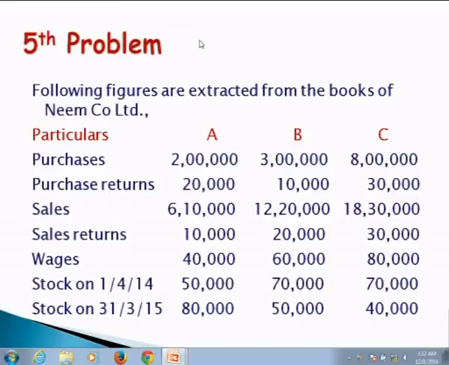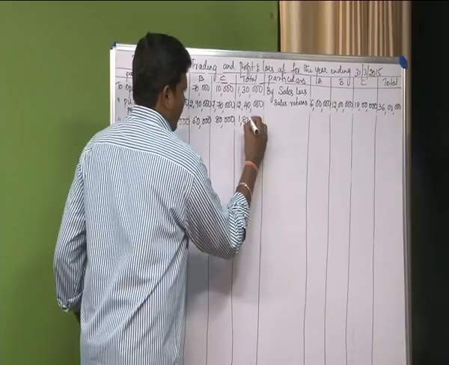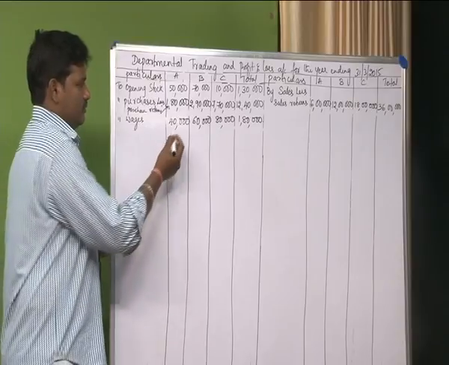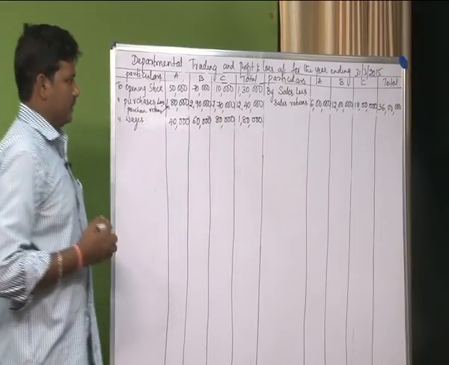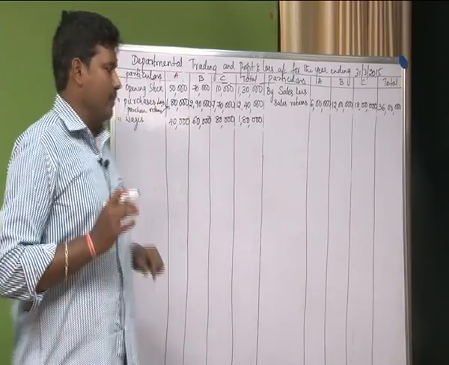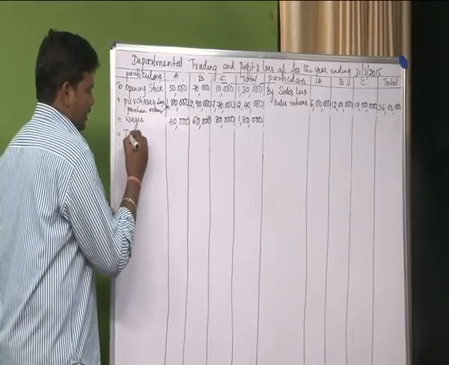So we will take wages: for department A it is 40,000, for department B it is 60,000 and for department C it is 80,000. The total: 40 plus 60 is 1 lakh, plus 80 is 1 lakh 80,000. Now I will come to the important concept, that is internal transfer.